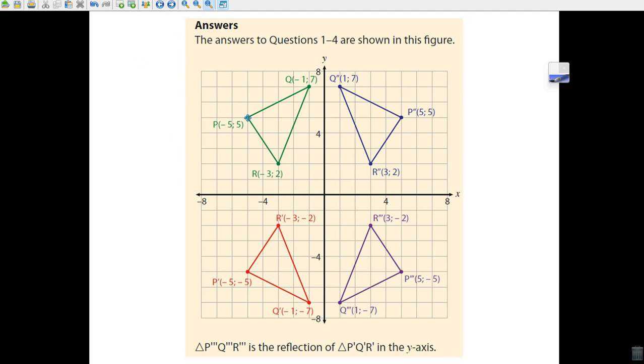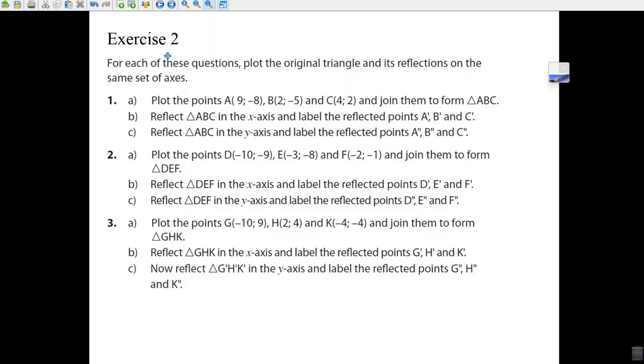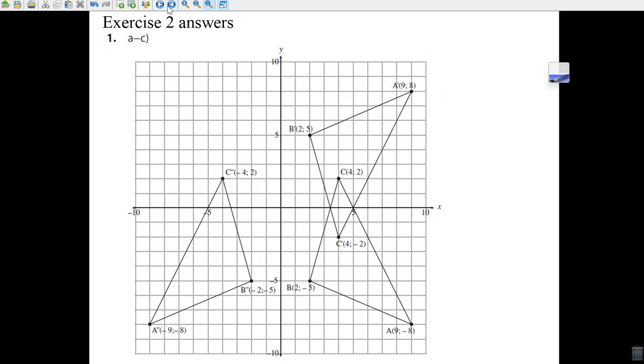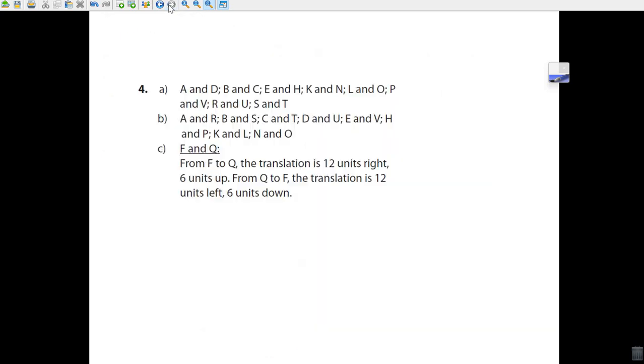That's how you reflect a shape, and that should be enough to try these questions right here, exercise 2, and exercise, oh, there's the answers. We don't want to look at the answers now. And exercise 4 is all about, oh, those are the answers, sorry.